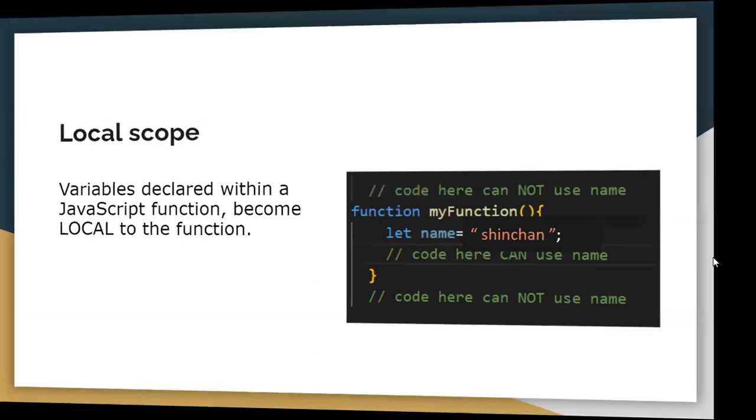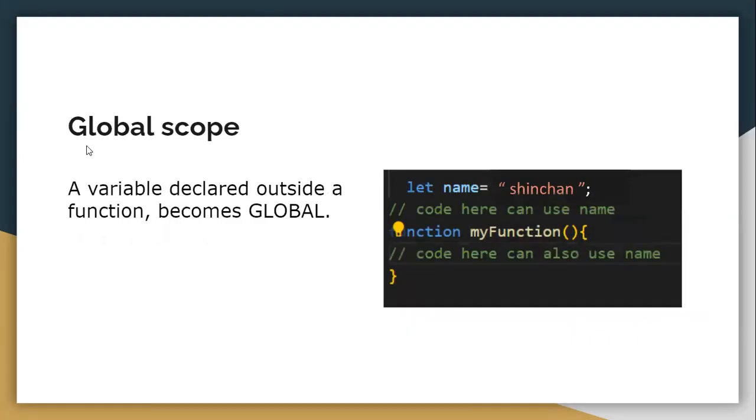So now coming to the third scope, which is the global scope. So what do you mean by global? Global means universal. It means that each and everyone can have access to that particular variable, because this variable is declared in the global scope. Suppose outside I write like that, let name equal to Shinchan. So this name variable is accessible throughout the code, means this function also can access the name variable, and outside the function also we can access the name variable. This is the global scope.